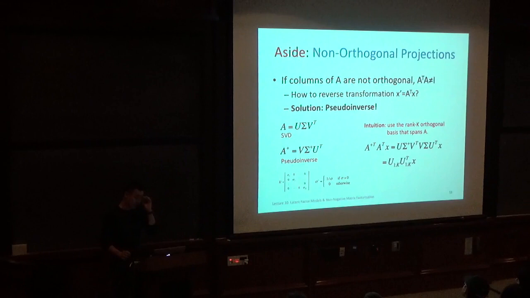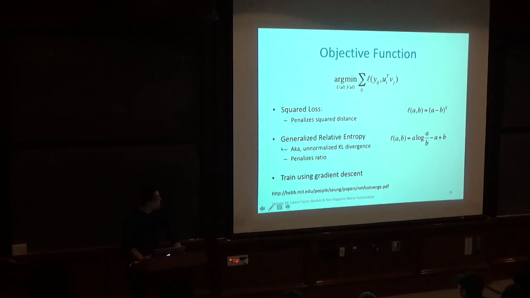So one of the things that comes up is that when you do this non-negative matrix factorization, you don't get orthogonal matrices. The columns of this U and V, or I call this A and B, are no longer orthogonal to each other. And so in order to invert things, you have to use what's called a pseudo-inverse. The objective function is very similar to before. We have for every entry ij that we observe, the target, and then U transpose V, and we have some loss function.